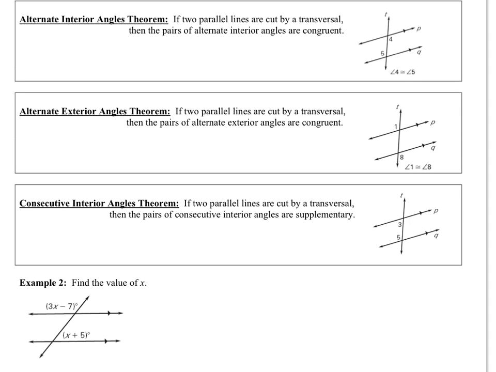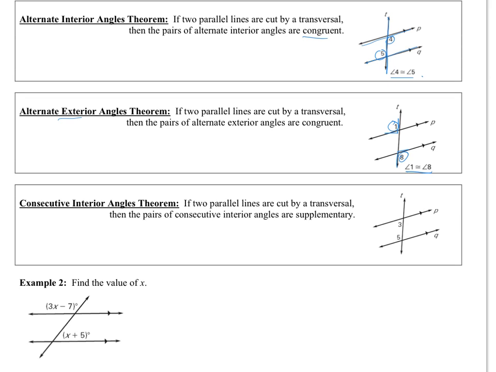The alternate interior angles theorem. If two parallel lines are cut by a transversal, then the pairs of alternate interior angles, for example angle 4 and angle 5, are also congruent. Okay, and then we'll prove this later. And the alternate exterior angles theorem: if two parallel lines are cut by a transversal, then the pairs of alternate exterior angles are also congruent. So for example, angle 1 and angle 8 are congruent to each other.